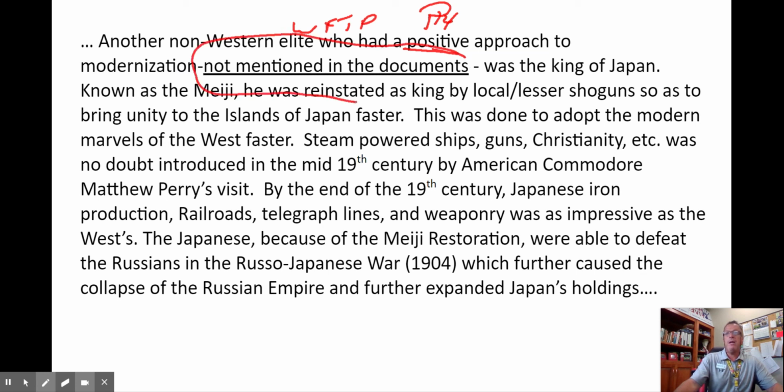I'm turning on a neon light to whoever's reading my essay that I'm going evidence beyond the doc. This is what I'm saying. I've got evidence beyond the doc. Here, take a look. It was the king of Japan. He was known as the Meiji. He was reinstated as king by local and lesser shoguns so as to bring unity to the islands of Japan faster. Now, quite frankly, if I were to run out of ink right here and stop writing, you still get your evidence beyond the doc because you have described a little bit of what it is.